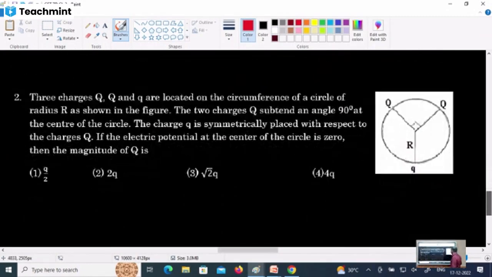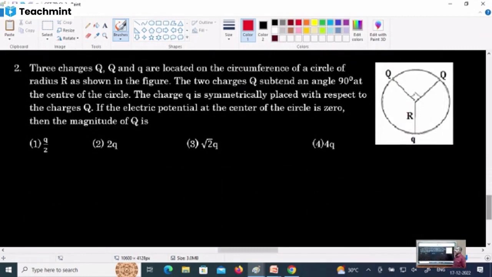Let us proceed to the next question. Three charges, capital Q and small q as you can see in the diagram, capital Q here, and small q here, are on the circumference of a circle of radius capital R as shown in the figure. The two charges capital Q subtend an angle of 90 degrees at the center of the circle. The charge small q is symmetrically placed with respect to the charges capital Q. If the total electric potential at the center of the circle is 0, then the magnitude of the charge capital Q has to be expressed in terms of small q.